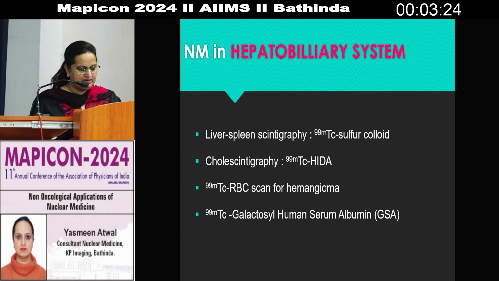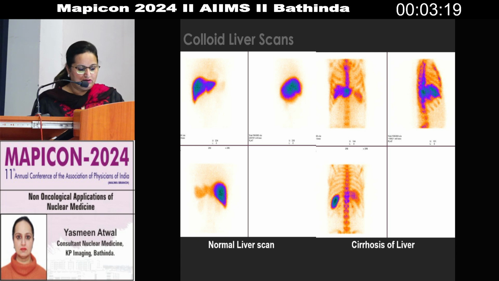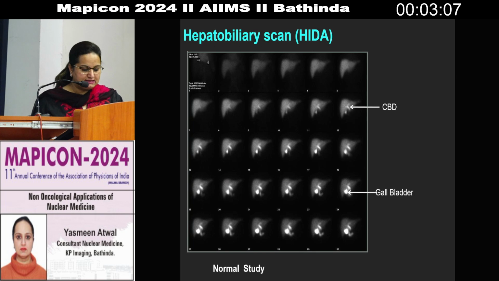In the hepatobiliary system, we mainly use it to image the liver, like in the cirrhotic liver we see here. Left side is the normal scan, normal liver uptake, whereas on the right side the liver uptake is very less and it has shifted to the splenic uptake more. Now this is the hepatobiliary or the HIDA scan, normally done in biliary atresia patients.